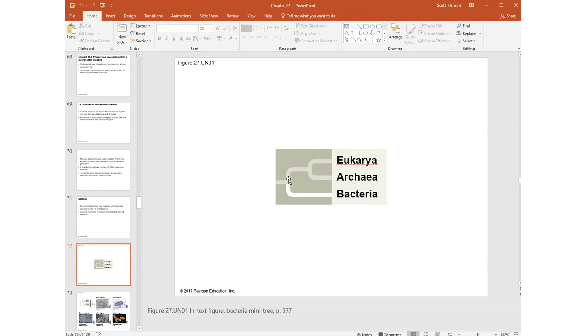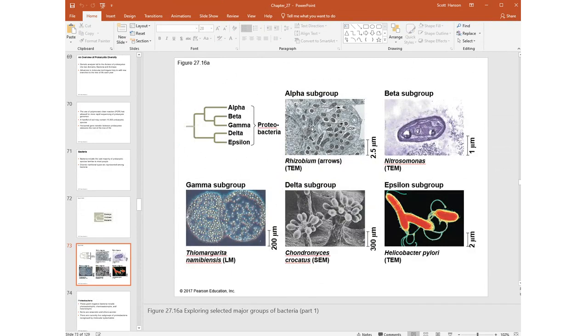According to people who look into the phylogeny and evolution of things, it looks like the bacteria branched off before the eukarya and archaea branched off. So there's an alpha subgroup, a beta subgroup amongst the bacteria, also a gamma subgroup, a delta subgroup, and an epsilon subgroup as well. And so let's take a look at a few of these then.